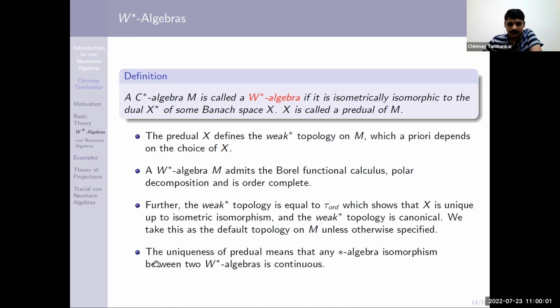And the uniqueness of pre-dual means that any star algebra isomorphism between two W star algebras is continuous with respect to this topology. So we have a result like this for C-star algebras where any star algebra homomorphism is continuous. In W star algebras we don't quite get that, but if the homomorphism is an isomorphism, then we still have this continuity.